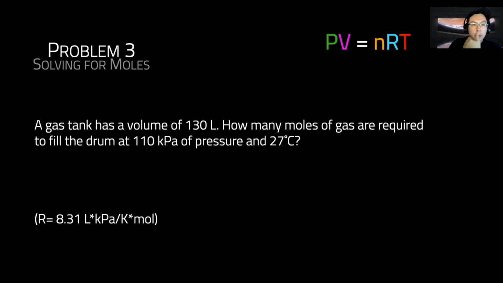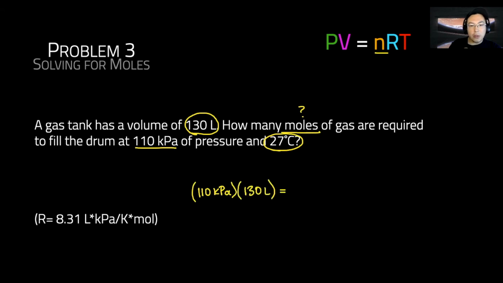Now for the third problem, in here we're going to be solving for moles. The subtitle tells you which process we are going to do here, all right? So let's analyze. A gas tank has a volume of 130 liters. How many moles are required to fill the drum at 110 kilopascals at a temperature of 27, right? So let's substitute our formula. For pressure, what do we got? 110, right? Kilopascals. For volume, we got 130 liters equals our moles, which is going to be our question, right?